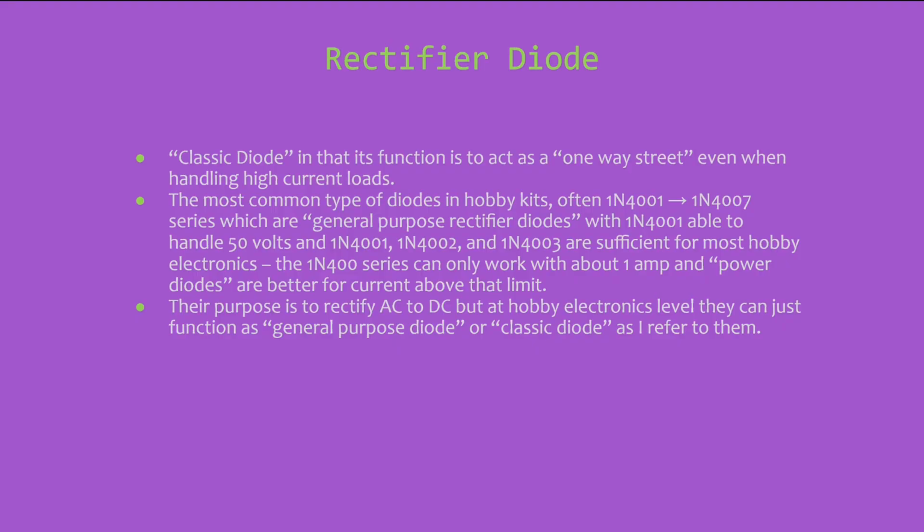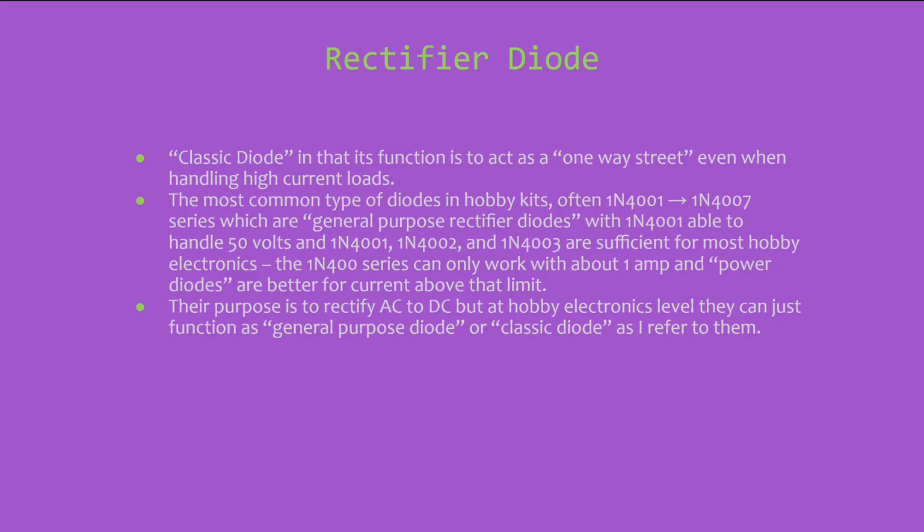Now let's start with the rectifier diode. This is often what I call a classic diode in that its function is to act like a one-way street even when handling fairly high current loads. The most common type of diode in hobby kits, you'll probably get a 1N4000 series, which goes from 1 to 7, and these are considered general purpose rectifier diodes. The 01 can handle 50 volts, and then as you go up, they can handle more.